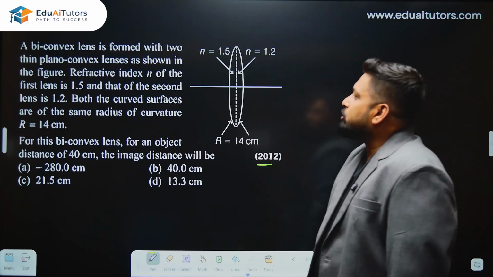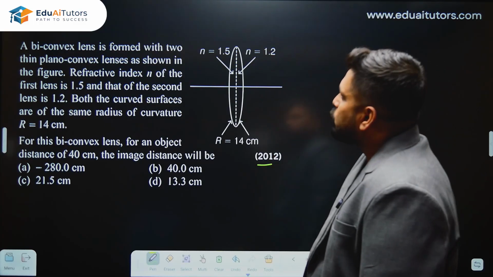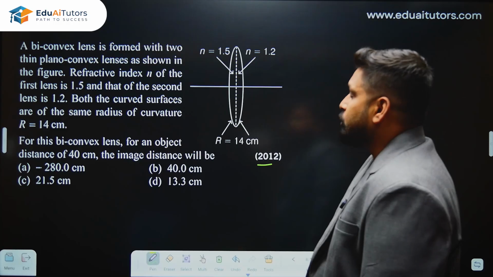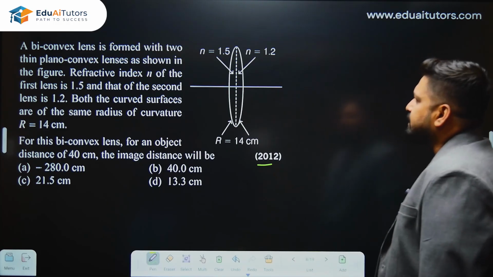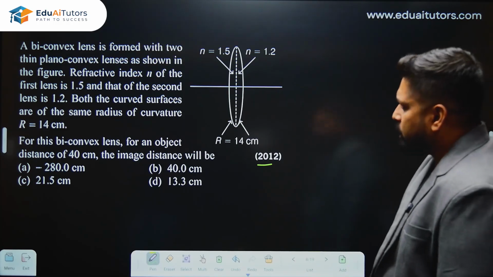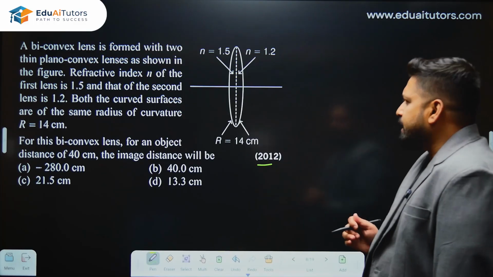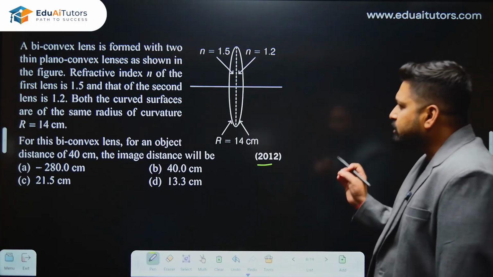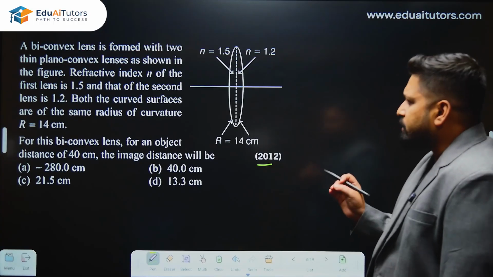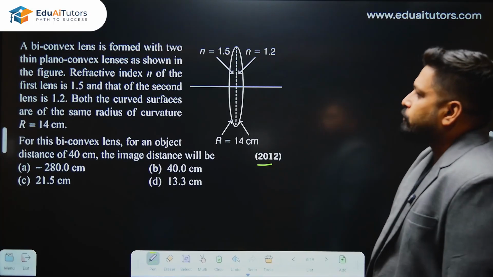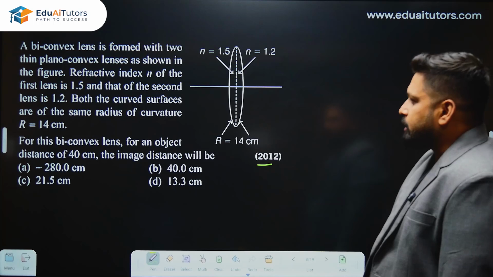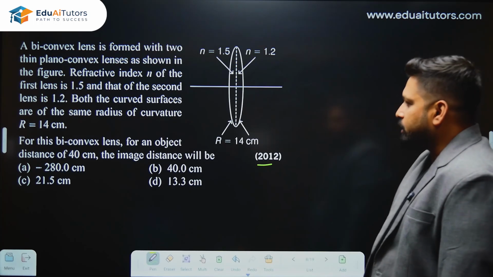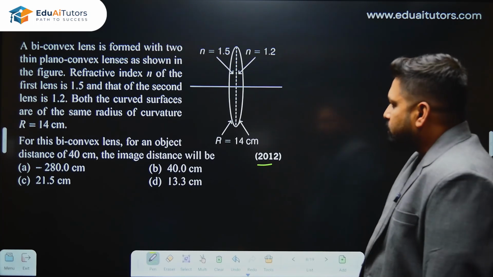So the question is: a biconvex lens is formed with 2 thin plano-convex lenses as shown in the figure. The refractive index of the first lens is 1.5 and that of the second lens is 1.2. Both the curved surfaces are of the same radius of curvature, which is 14 centimeter. For this biconvex lens, for an object distance of 40 centimeter, the image distance would be?